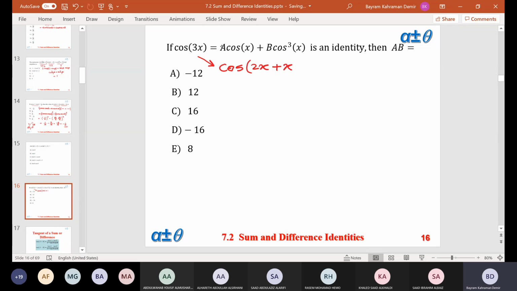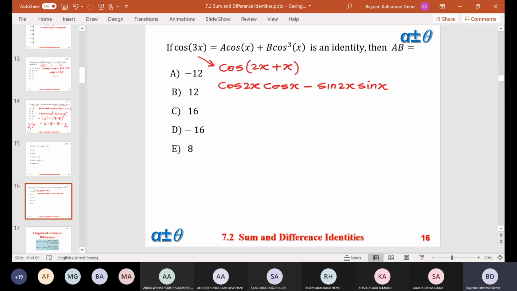Cosine of 2x plus x, right? And then I can use the cosine formula for the sum: cosine 2x cosine x, everybody, minus sine of 2x times sine of x. All right, clear?